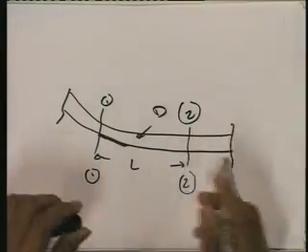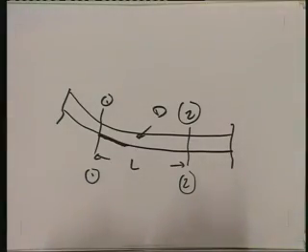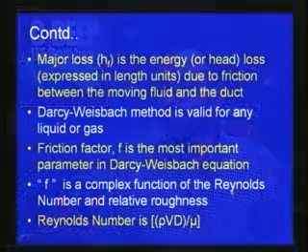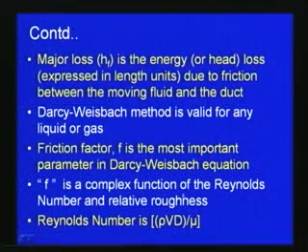So, between sections 1 and 2, we can see that the friction factor is the most important parameter, and we get the energy loss due to the friction between the moving fluid and the duct in terms of a length unit. So, the friction factor F is the most important parameter in the Darcy-Weisbach equation, and F is a complex function of the Reynolds number and relative roughness.